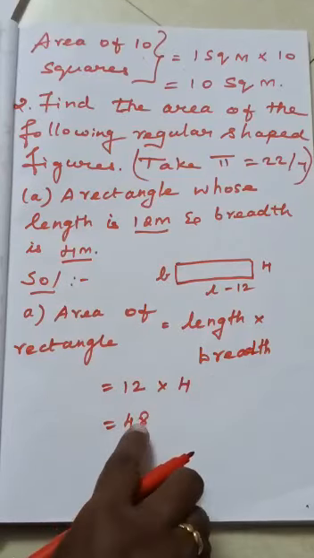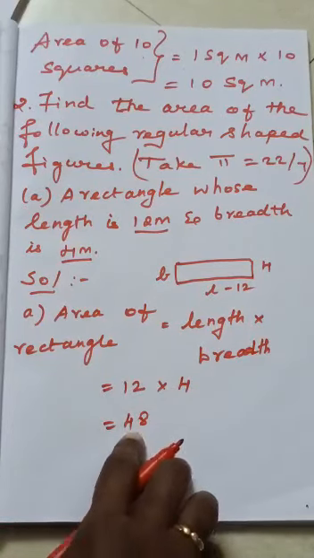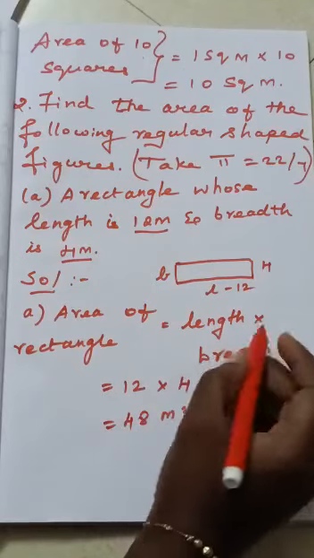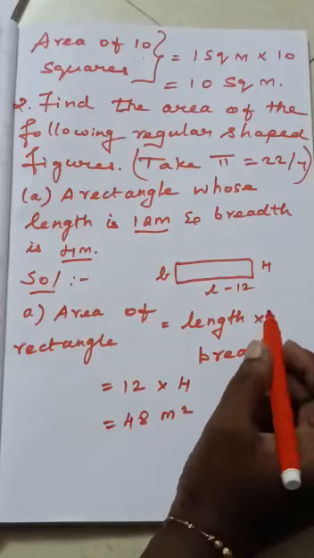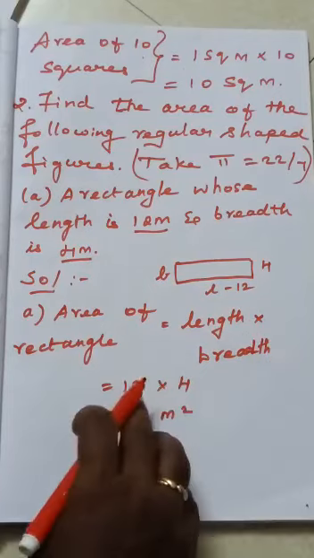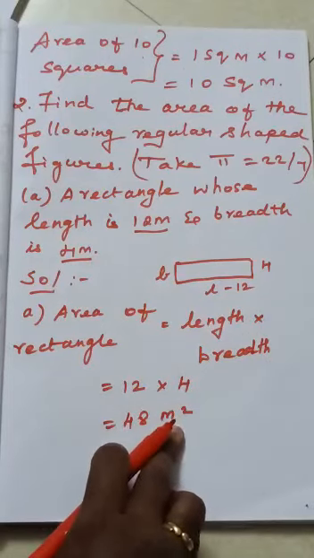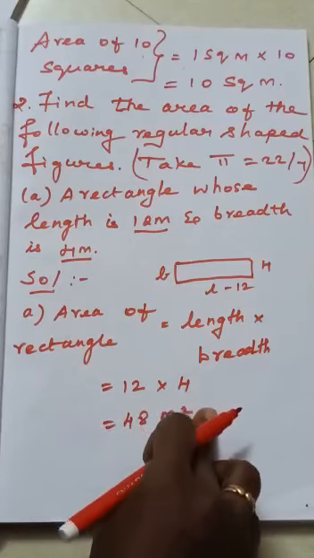What is the final answer? We multiply this 12 into 4 and we got the answer: 48, and the unit is meter square, because 12 meter and 4 meter, meter into meter. Length unit is meter and the breadth unit is also what? Meter. So meter into meter is what? Meter square. And finally area of rectangle answer is 48 meter square. Is it clear? Okay. First A option we have completed, right? Now we shall enter into B option.